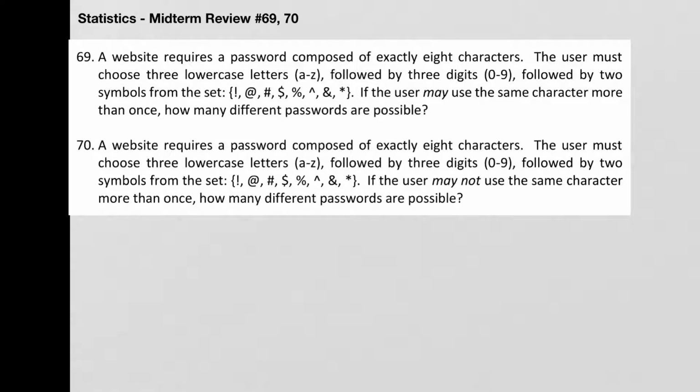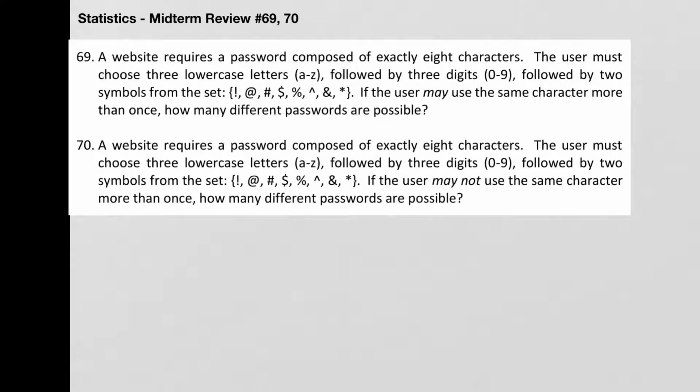In these problems, we have a website that requires a password composed of exactly 8 characters. And we're going to have to choose 3 lowercase letters, followed by 3 digits, and then followed by 2 symbols from the given set. In problem 69, you are allowed to use the same character more than once. In problem 70, you may not use the same character more than once. So we're going to look at how many different passwords are possible in each case.